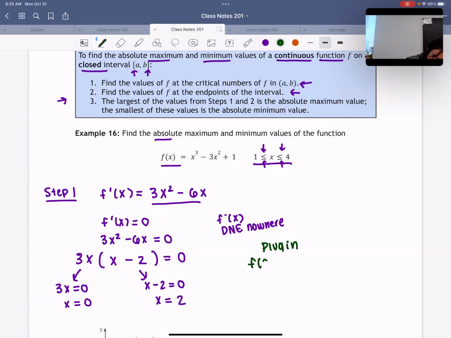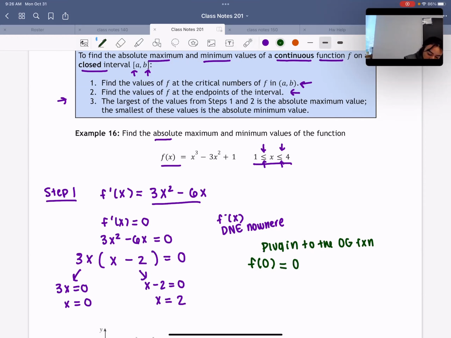f of 0. Now, before we go on, is step 1 telling me to plug my critical values into the derivative or into my function? The function, right? It's telling me to plug things into f, right? So plug into the original function. Just a question to think about. What would I get if I plug 0 into my derivative? You get 0, right? Because critical values are where the derivative is 0. So of course, if I plug in 0, I'm going to get 0. Okay, so that would be very interesting.